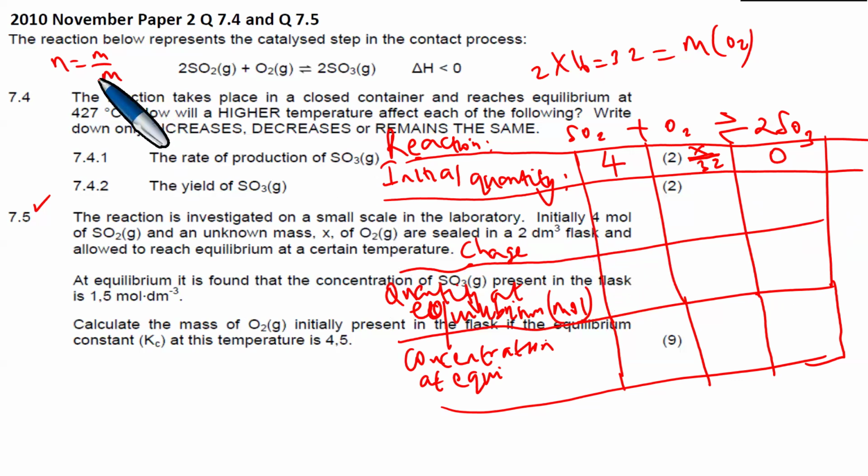So we use this formula, number of moles is mass over molar mass. We're given the mass of the oxygen. Now what about the changes? What else have we been given? Let's continue. Allowed to reach equilibrium at a certain temperature. At equilibrium, it is found that the concentration of SO3 present in the flask is 1,5. So the concentration of SO3 is 1,5.